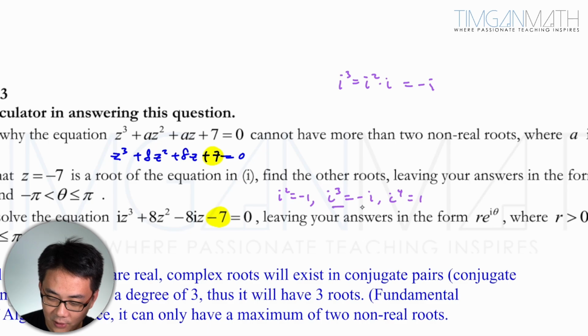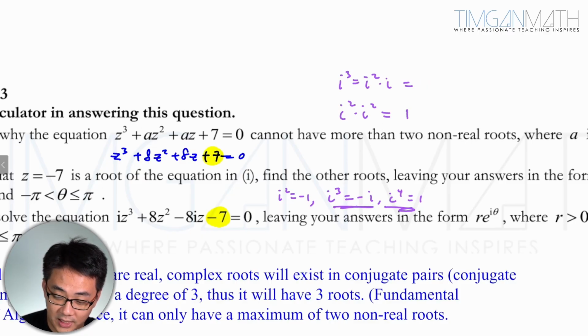If you can't really tell what this is, please go and review the lecture notes or do something about it, okay? When I tell you this, you always ask why this is going on. So just take note, because i squared is negative 1.